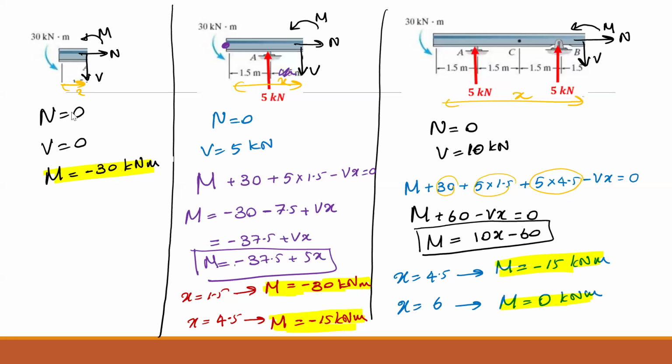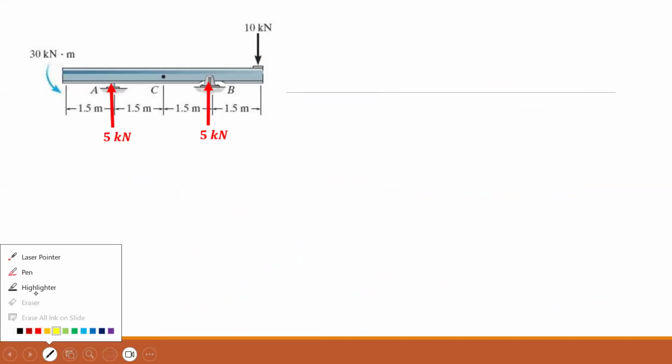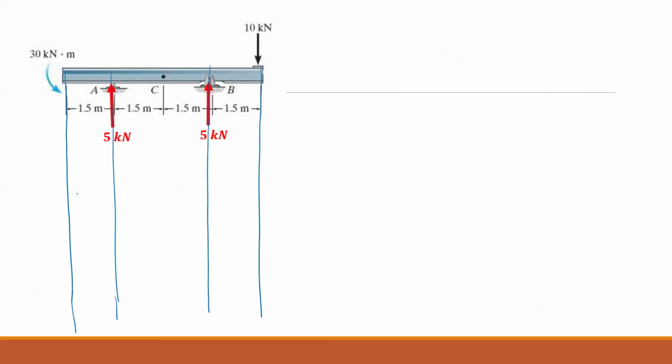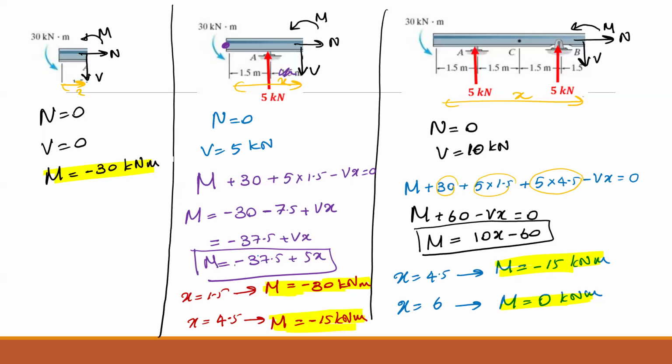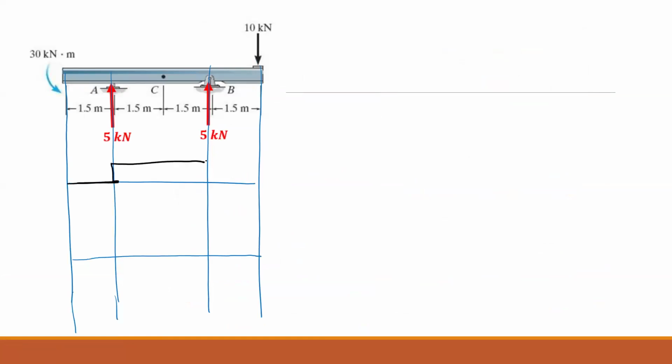So let's draw this one now. We need to remember N is 0, V is changing. When we draw, we are drawing underneath this. I'm not going to draw the axial force diagram because it is 0. So let's draw the other two. Here V is 0, then 5 and then 10. So it's going like this. This is my shear force diagram. This is 5 kilonewton and this is 10 kilonewton.